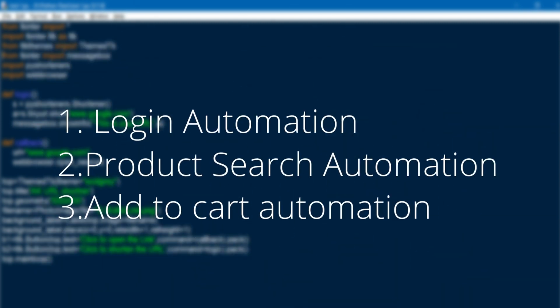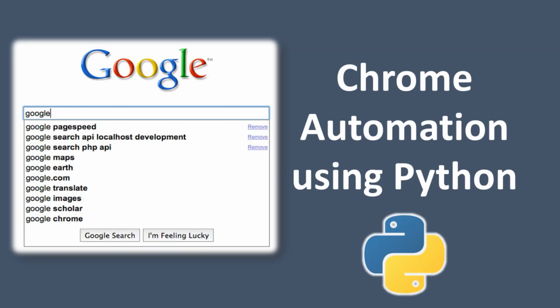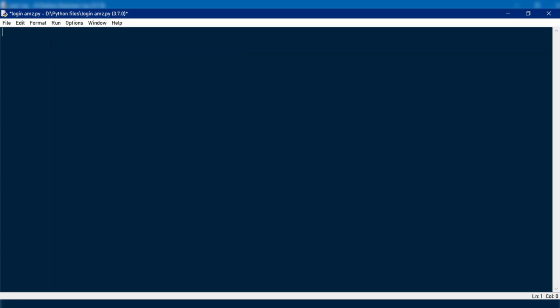I divided this script into 3 parts because it is easy for beginners to understand what I am doing in this video. The first part is the login part. We are going to automate the Amazon login by using the Chrome driver. If you don't know about the Chrome driver installation, then check out the Chrome driver automation video on our channel. It is very helpful to understand how to install Chrome driver and how to do the automations with the help of Chrome driver. Okay, so let's start the coding part.